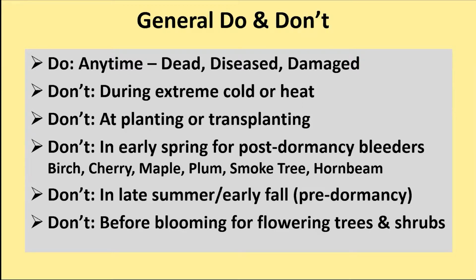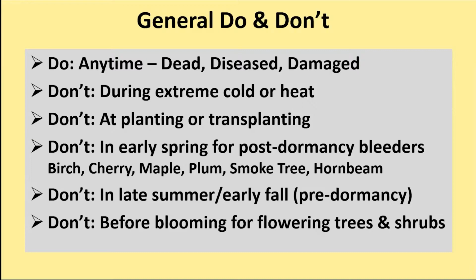A group of plants, here are examples of trees that are heavy bleeders, meaning that they lose sap. It's very unsightly. However, experts do not agree on how much damage it is to a tree. But if you have birch, cherry, maple, plum, smoke tree, hornbeam, it's a good idea to not make major cuts in the early spring, just when they first come out of dormancy and begin vigorous growth.